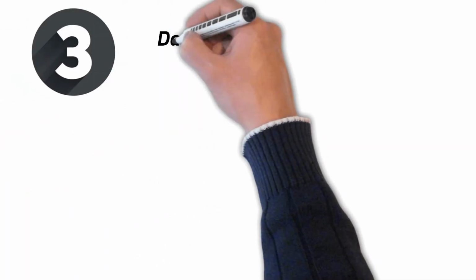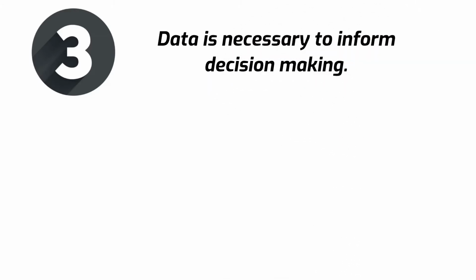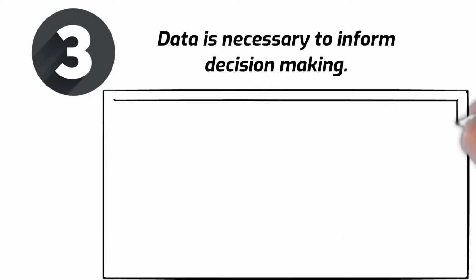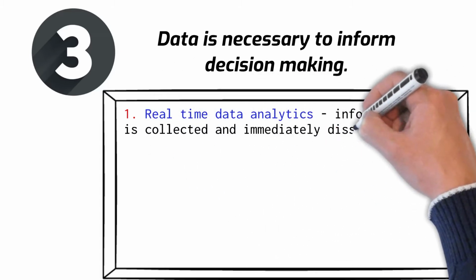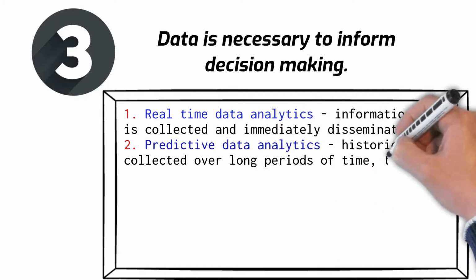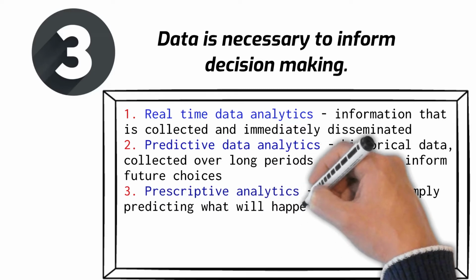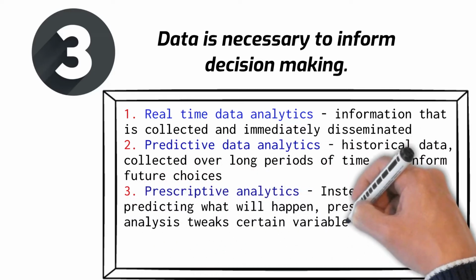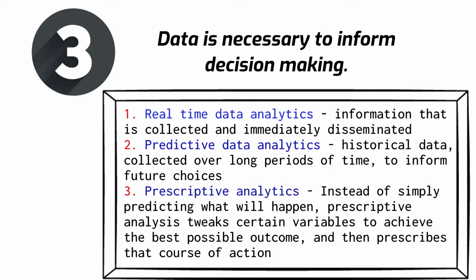Third, data is necessary to inform decision making. There are three aspects to inform decision making and what data you can use at various stages. 1. Real time data analytics, information that is collected and immediately disseminated. 2. Predictive data analytics, historical data collected over long periods of time to inform future choices. 3. Prescriptive analytics. Instead of simply predicting what will happen, prescriptive analysis tweaks certain variables to achieve the best possible outcome and then prescribes that course of action.